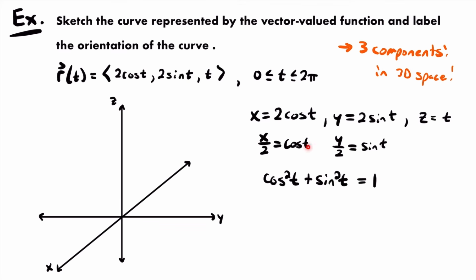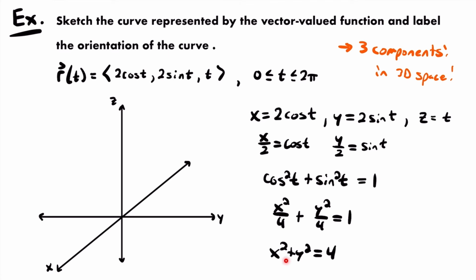Okay, so cosine t is x divided by 2, and sine t is y divided by 2. We can plug that into this equation, and we will get x squared divided by 4 plus y squared divided by 4 equals 1. Now, if you multiply both sides of the equation by 4, you get x squared plus y squared equals 4, which is the equation of a circle, at least when we're working in 2 dimensions. But we're not working in 2 dimensions, are we? We're working in 3 dimensions.